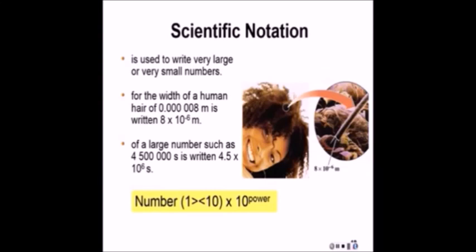Now this is the basic format for scientific notation. You have a number that has to be between 1 and 10. It can't be 10, it can be up to 9.99. It has to be 1 or more but less than 10, times 10 to a power. And this power will either be a positive or negative whole number. It could even be 0, but there's no point in writing that.